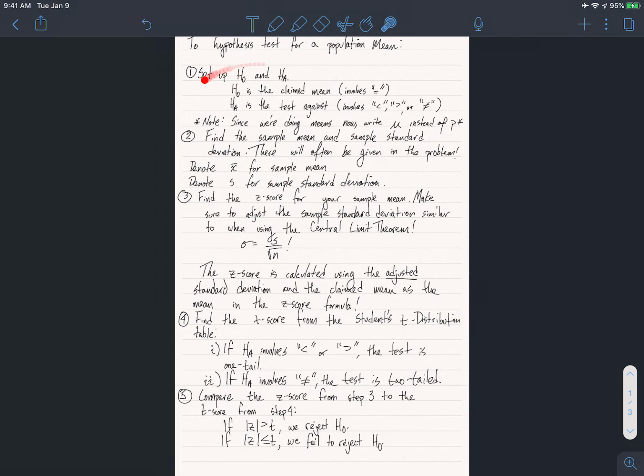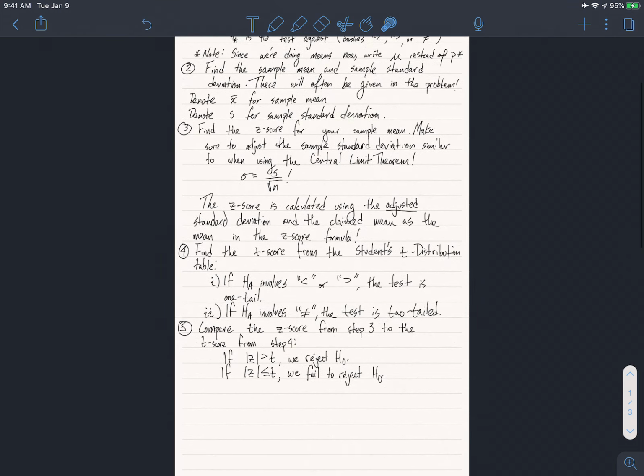Set up your hypotheses just like before. Find your sample statistics, your sample mean and your sample standard deviation. A lot of times those are already going to be given because you've already shown you know how to calculate mean and standard deviation a few weeks ago. Then you find your z-score. Make sure you adjust your standard deviation for your sample size, just like you did with central limit theorem, because we're involving more than just one person in our sample, right?